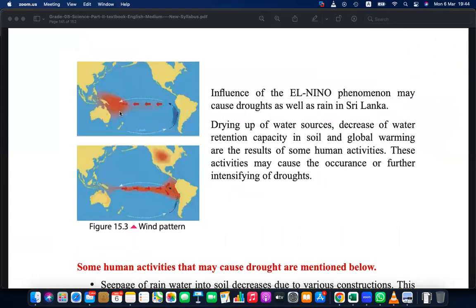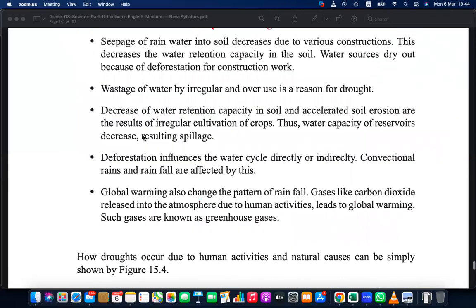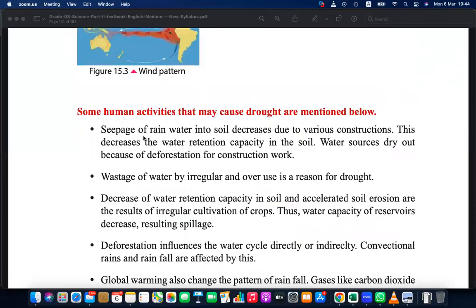This is before El Nino, and this is at the El Nino. Right, what will happen in the El Nino? Wind pattern changes. Right, okay.